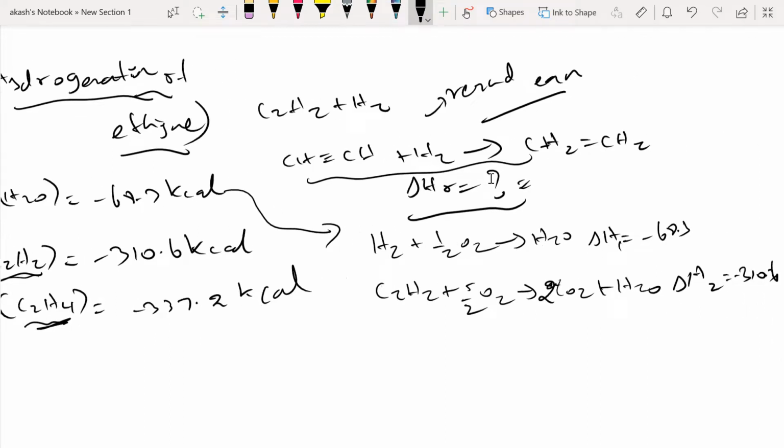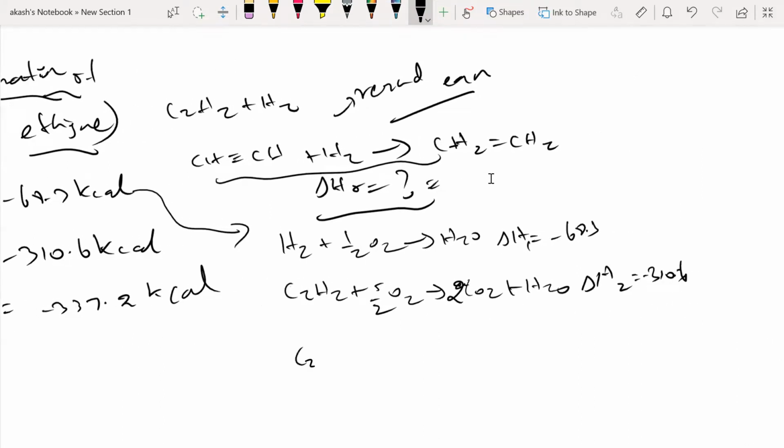Next, what is given? Enthalpy of combustion of C2H4. C2H4 reacting with O2 to form carbon dioxide and water. 2 carbons and 4 hydrogens. So 2 plus 2, 4, into 4, 4 into 2, 6. So this should be 3. Now this enthalpy value delta H3 is given as minus 337.2 kilocalories per mole.